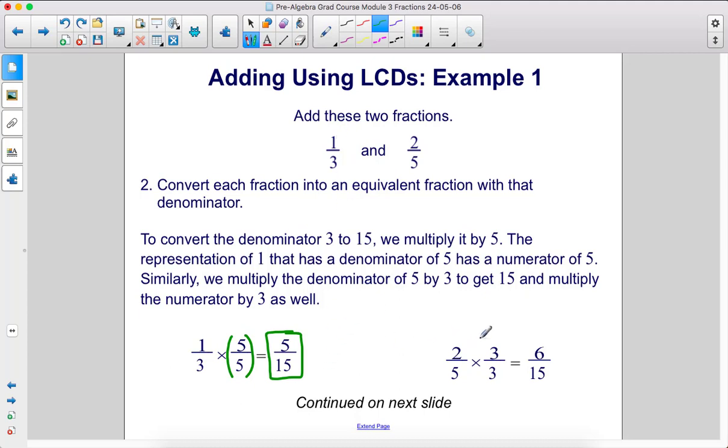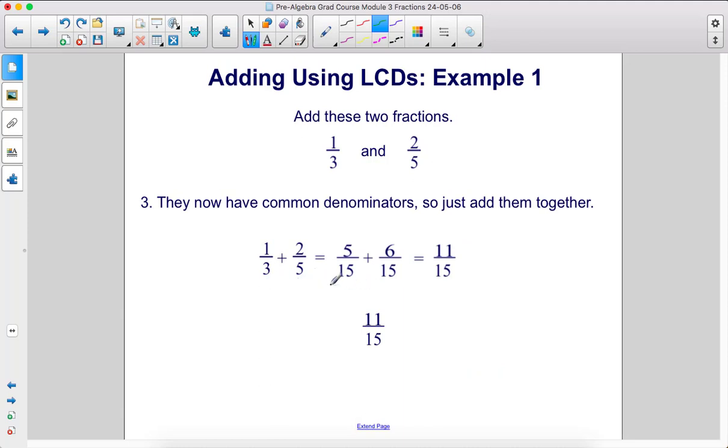Similarly, we multiply the denominator over here. We have to multiply 5 by 3 to get 15. So we have to also multiply the numerator by 3. 2 times 3 is 6, 5 times 3 is 15. 6 over 15 is equivalent to 2 over 5.